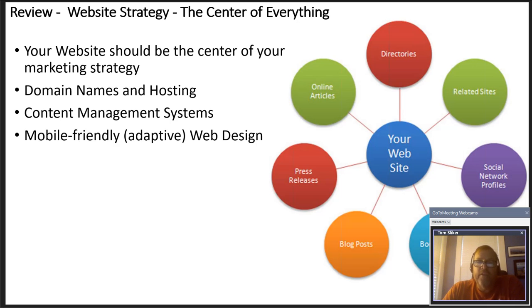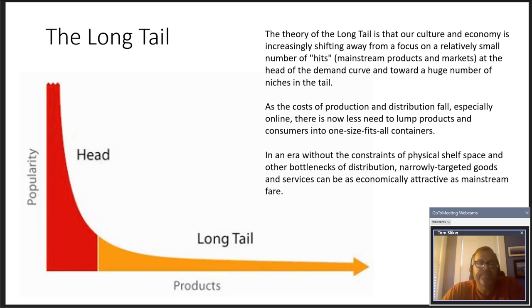We talked about how the website really should be the center of your marketing strategy, that the way you get ranked on Google has to do with how many other people out there on the internet are referring back to you. We talked about the need for mobile-friendly web design and other things that will make Google happy, make the search engines happy, and ultimately help you to be found by people who are looking for just what you have.